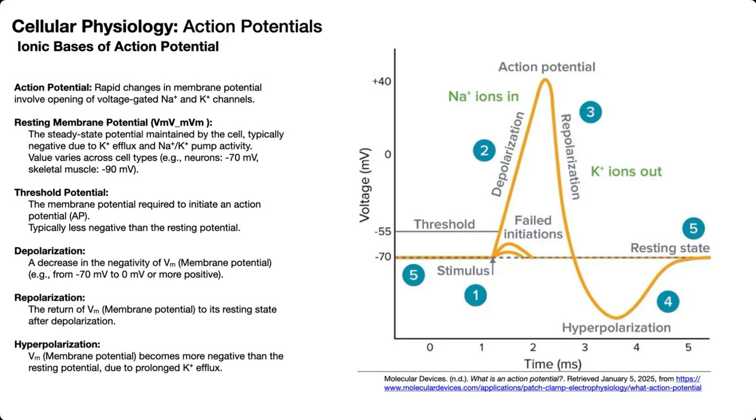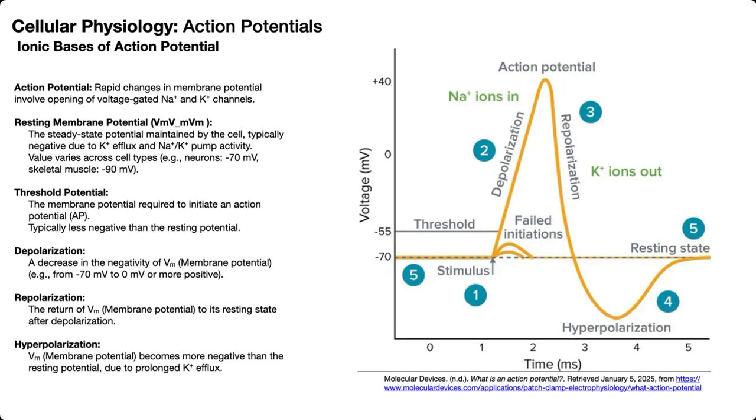This is maintained by potassium leak channels, where potassium ions are allowed to slowly leak out of the cell. It's also maintained by the sodium-potassium pump, with 3 sodium and 2 potassium ions moving to keep that ion gradient stable, as well as voltage-gated sodium and potassium channels. At this point, those are closed.